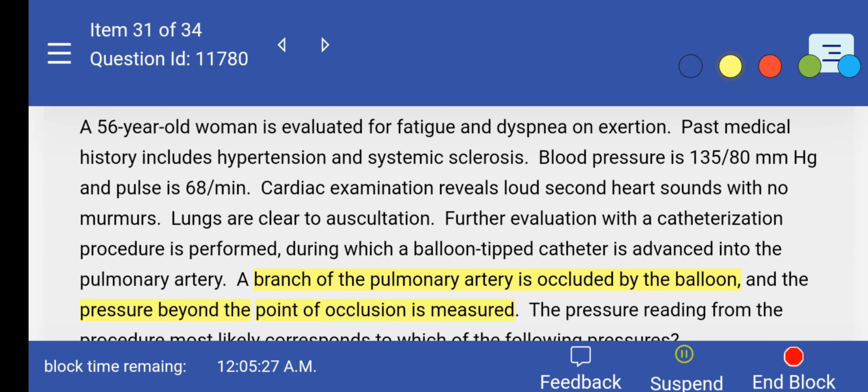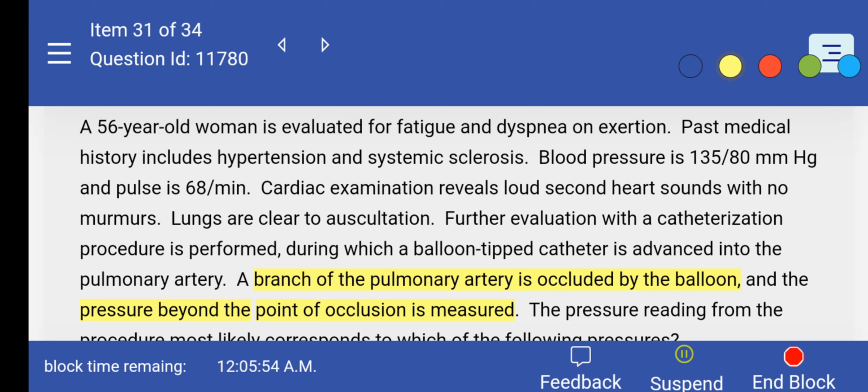So in question number 31, a 56-year-old man is evaluated for fatigue and dyspnea on exertion. Past medical history includes hypertension and systemic sclerosis. BP is 135 by 80 mm of mercury. Pulse is 68 per minute. Cardiac examination reveals loud second heart sounds with no murmurs. Lungs are clear to auscultation.